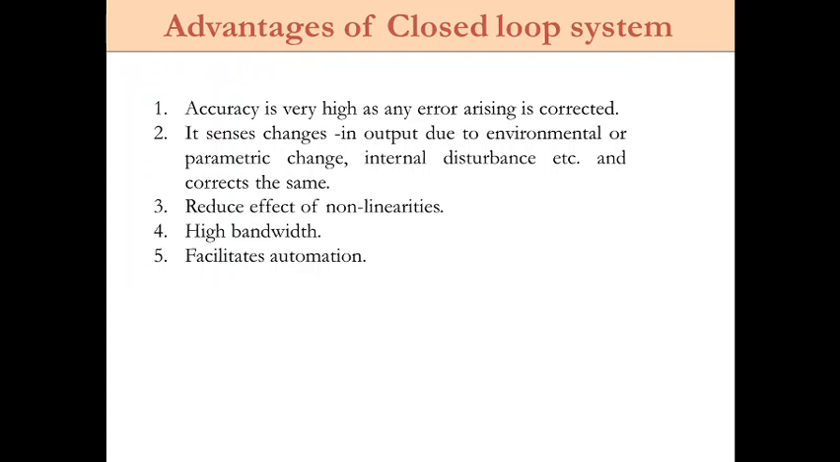Then the second one is it senses changes in output due to environmental or parametric change, internal disturbances, and it corrects the same. As we are comparing the output, obviously it has to take care of environmental or parametric changes. If there are any internal or external disturbances occurring to the system, it may not give you the proper output. So when it is not giving the proper output, you again calculate the error signal through the error detector and actuate the controlling action to get the desired output. So that is also one of the advantages.